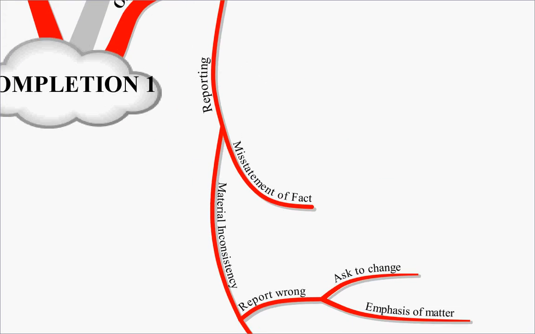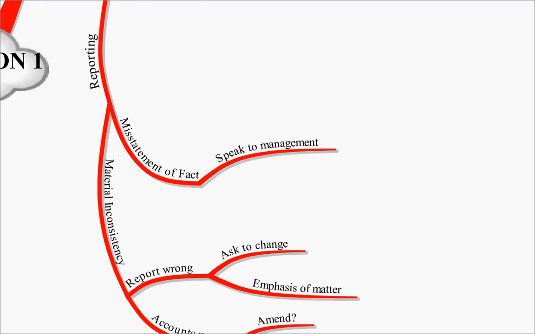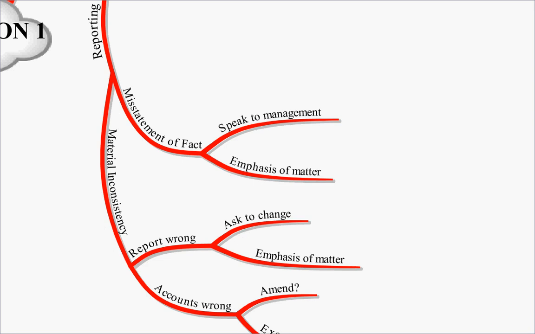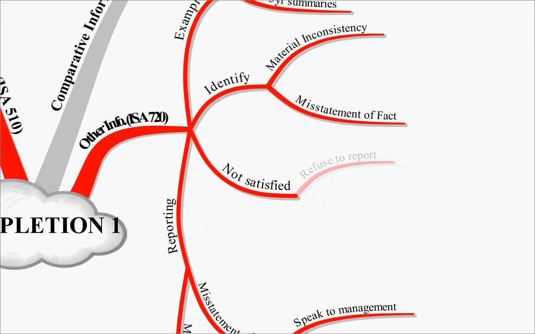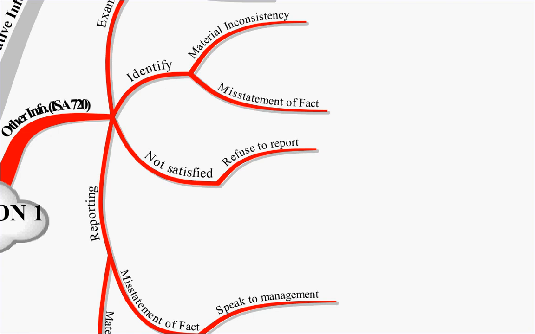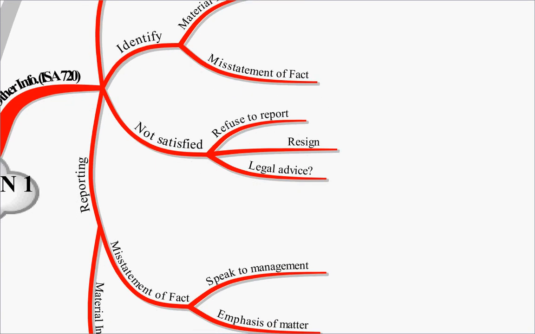The second thing, a misstatement of fact. Well, if we see a misstatement of fact, we have to speak to management. We'll have to include an emphasis of matter paragraph if they refuse to change that fact. If you're still not satisfied, you can refuse to report or resign, but seek legal advice to make sure that you're within your rights to do these things.